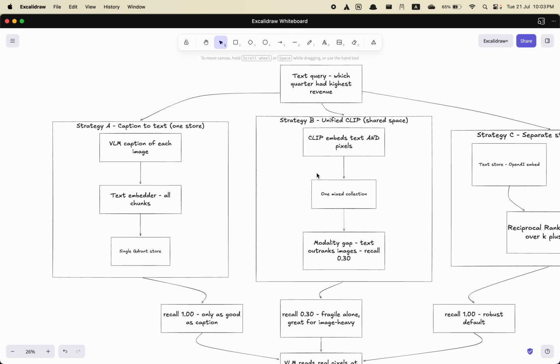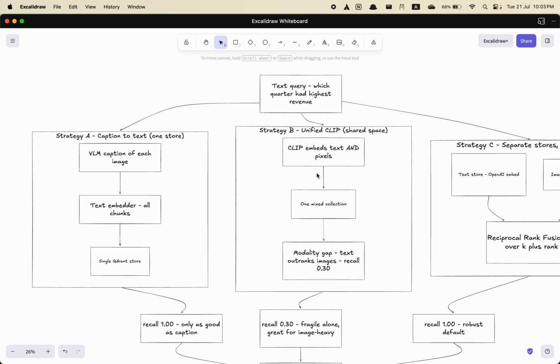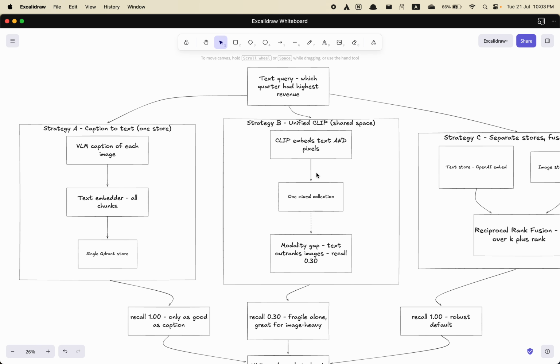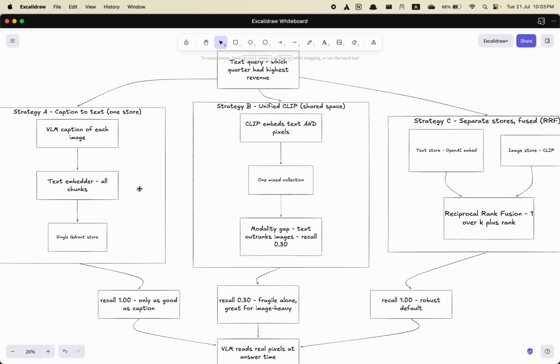The next piece of what we looked into was retrieving across different modalities. We're essentially trying to answer the question: how does a text query find an image? We went through three different strategies. The first one, A, is where we caption the images, and then it's ordinary RAG that we're used to. Simple, but you're limited to what the caption captures.